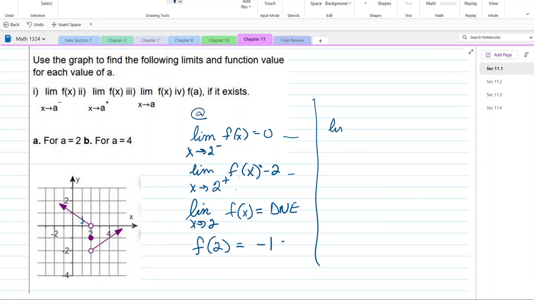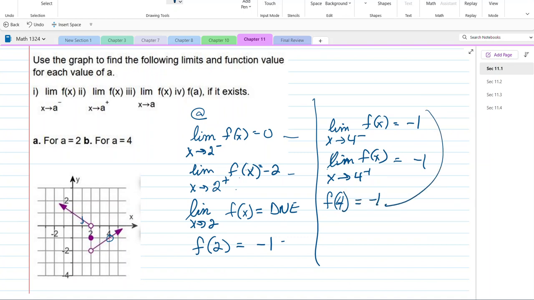We want the limit as x approaches 4 from the left. Okay, so as it approaches 4, it gets to negative 1. The limit of f of x as x approaches 4 from the right is also negative 1. We're going to do f of 4, which is negative 1.